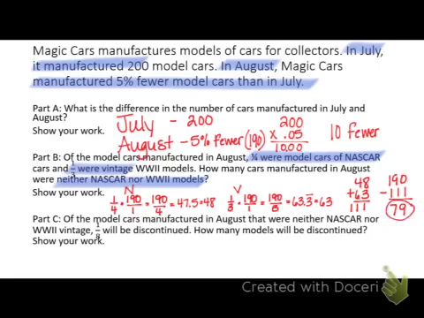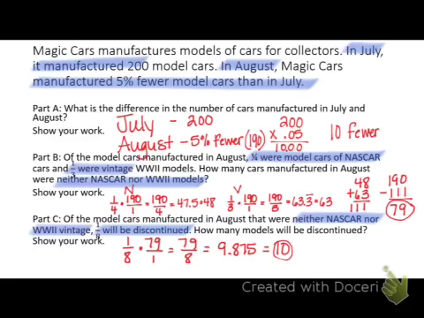You have to know that in order to be successful with Part C, because in Part C we're asking of the model cars that were neither NASCAR nor vintage, 1/8 will be discontinued, and we want to know how many will be discontinued. So 1/8 of 79 is 79 divided by 8, which is 9.875, or 10 cars.